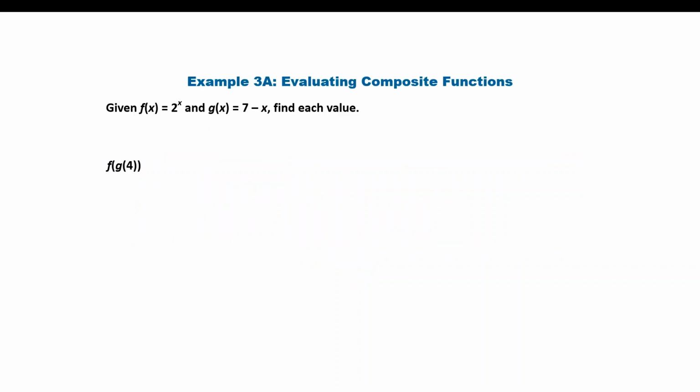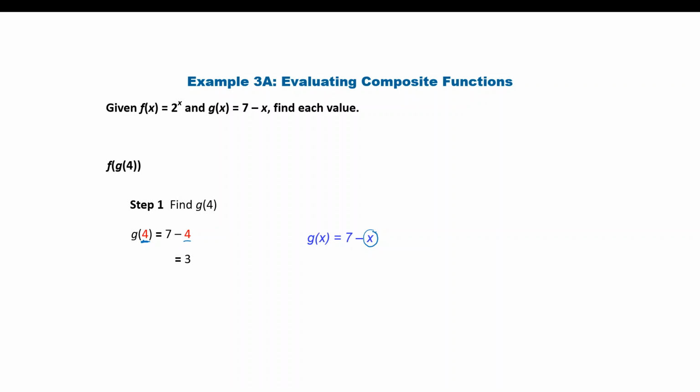All right, so now we're going to be evaluating composite functions. So the first problem says to take f of g of 4. And what we want to do then is find g of 4 first. So what is g of 4? Well, g of x is 7 minus x. So in place of x, we're going to fill it in with 4. Anywhere you see an x, we're going to fill it in with whatever was in here. So 7 minus 4 equals 3.